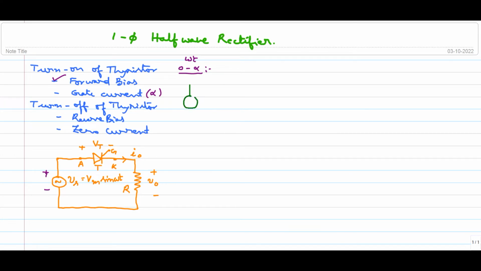This is my source. This is my thyristor. As thyristor is turned off, it is open circuit in nature. This is Vs, this is Vt, and this is V0. So how can I understand this? Every time I need to go ahead with Kirchhoff voltage law. Vs is equal to Vt plus V0.